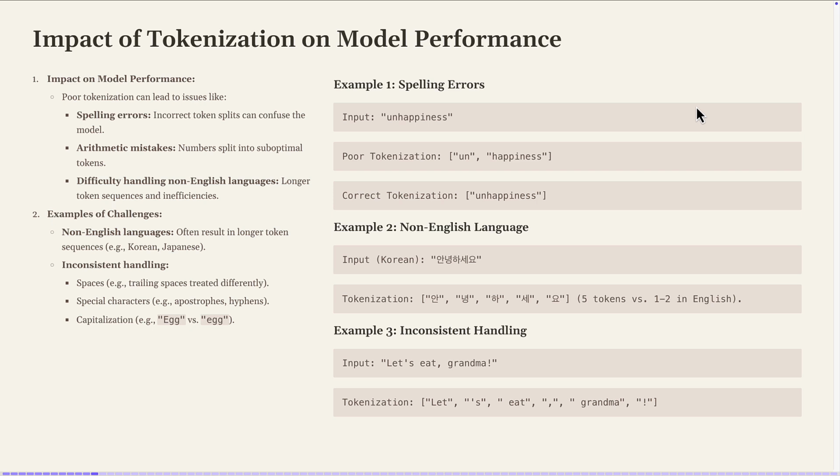And also the difficulty of handling non-English languages, because it could be inefficient to tokenize non-English languages with longer token sequences. Non-English languages often result in longer token sequences, like Korean, Japanese, even Arabic. I'm going to show you some examples. Also, poor tokenization design can lead to bad handling of spaces, special characters, or capitalization. Now, "egg" and "Egg" are two different words, so how we should tokenize these two words is also very important.